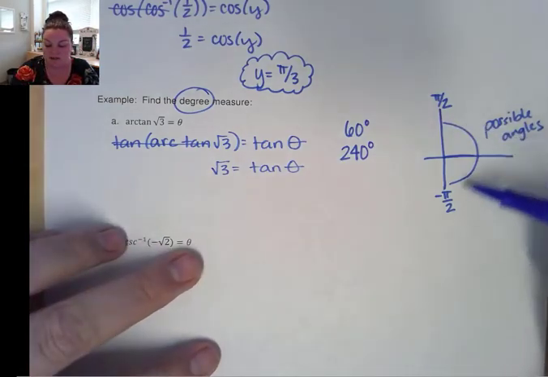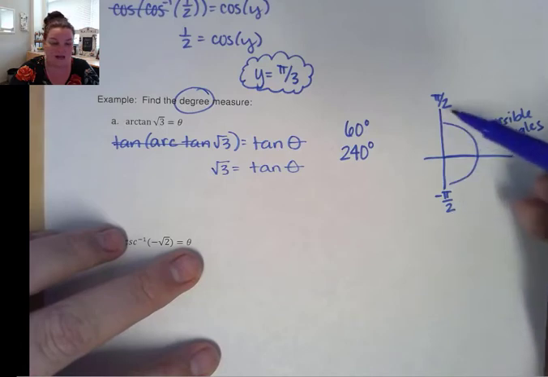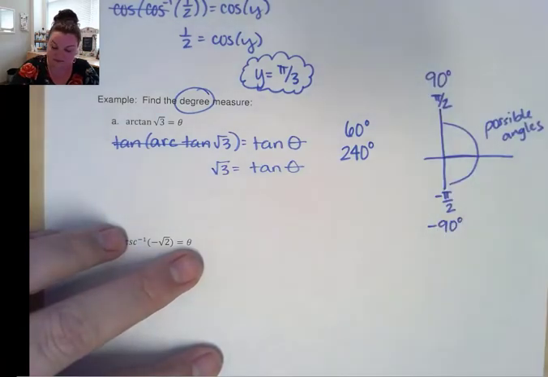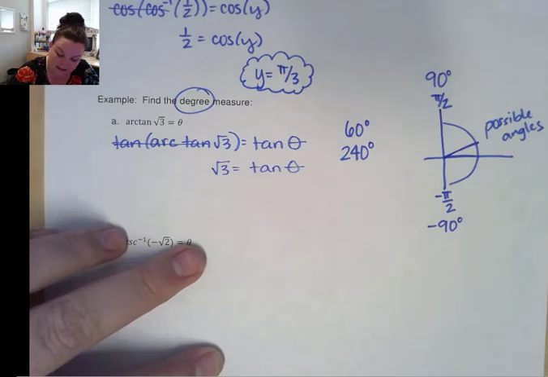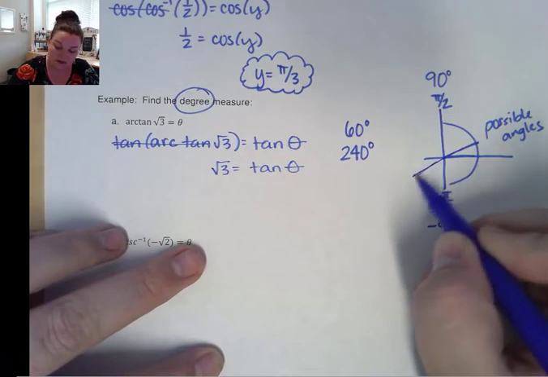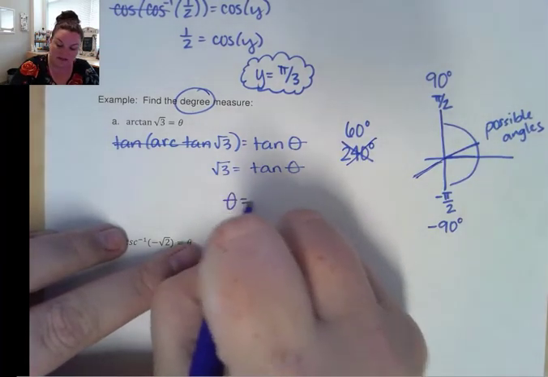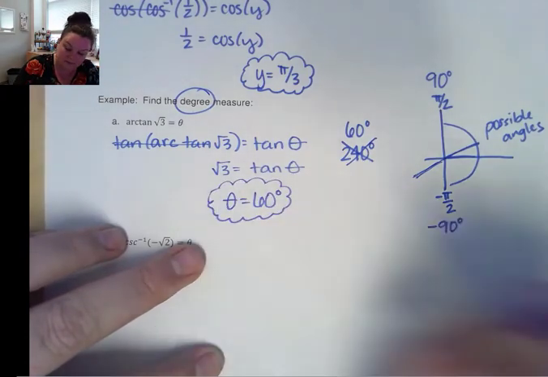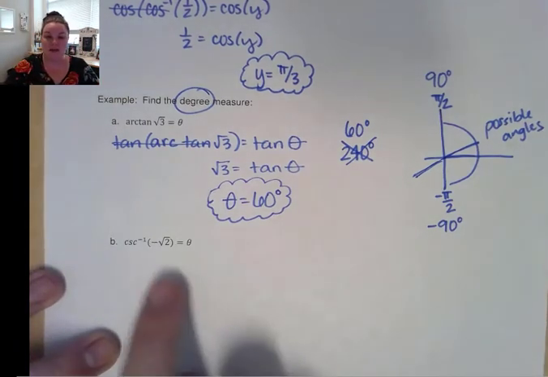Remember, our possible angles have to fall within here. Because this goes from negative pi over 2 to pi over 2, this is the same thing as negative 90 degrees up to 90 degrees. So 60 falls within here, so that works, but 240 doesn't. 240 is over here in this quadrant, so that one doesn't work. That means that theta has to be 60 degrees. All right, let's look at another one.